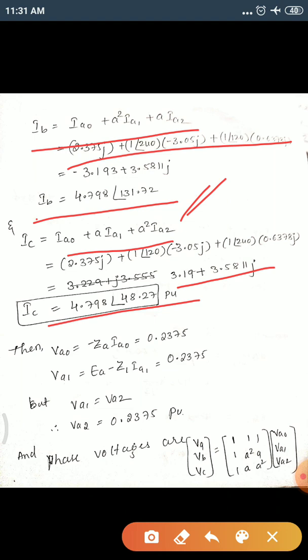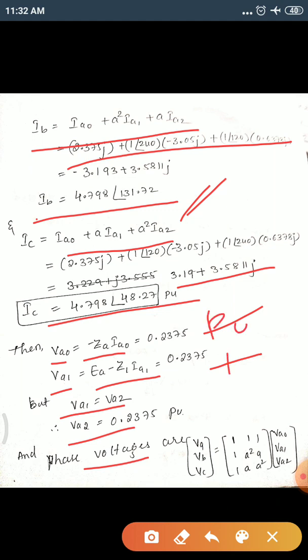48.27 per unit. Okay, then we need to calculate line voltage, we require symmetrical components of voltages, and then we need to calculate a phase voltage as well. VA0, we know all the formulas, so minus ZA IA0, substitute the value and we get the answer. VA1, okay, but in this double line to ground fault, observe VA1 will be equal to VA2, therefore VA2 will be equal to 0.2375 per unit. These values all are of per unit.